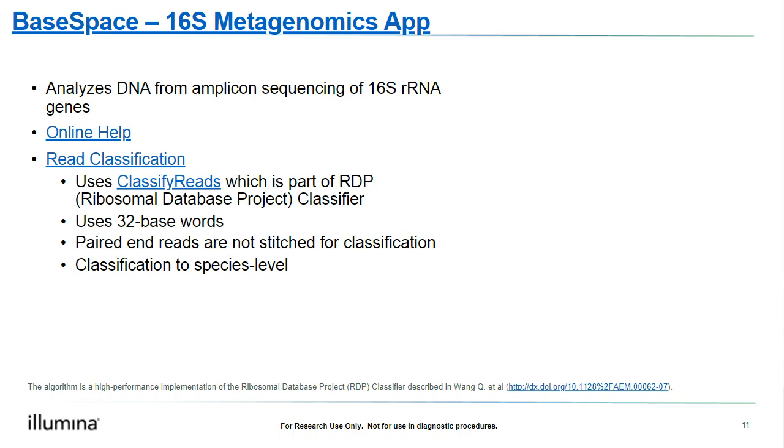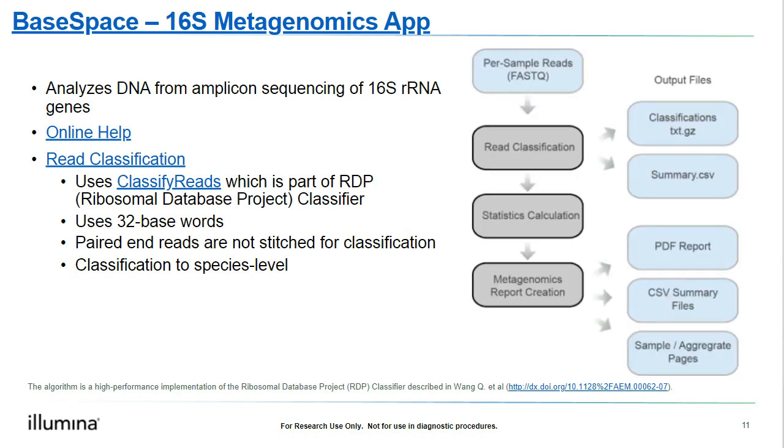This is the original RDP classifier. In the Classify Reads of the 16S Metagenomics app, compared to the original RDP classifier, the classification is actually performed to the species level. The next step is that classification statistics are calculated both by sample and in aggregate, and the results are summarized in the interactive visualization. You can also get the raw classification data to download and perform your downstream analysis.